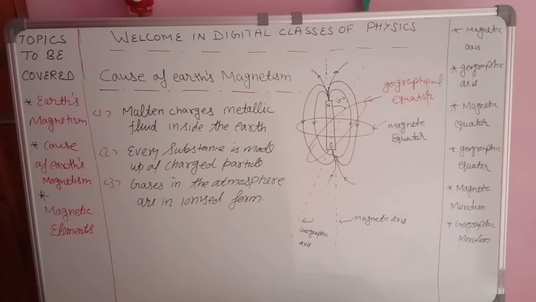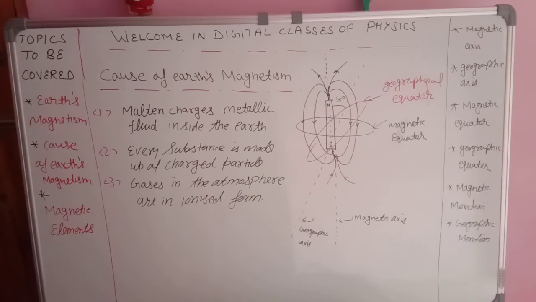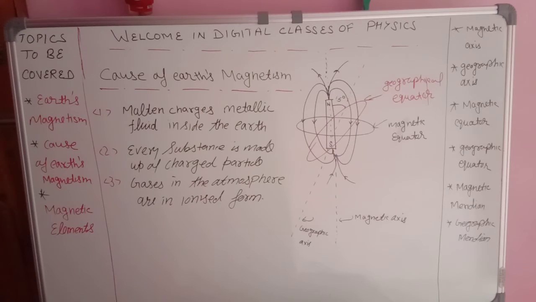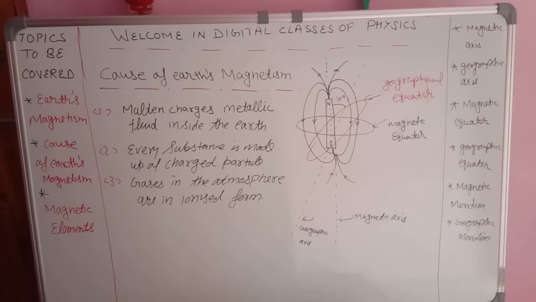And third is the gases in the atmosphere. Gases in the atmosphere are in ionized form, and once again ions are there. Whenever they move, they will create the magnetic field. So there are many reasons for Earth's magnetism which different scientists have given, but till now we don't know the exact reason behind the magnetism of the Earth. So dear students, from the examination point of view, it is very important, and whenever they ask this question for 2 or 3 marks, you have to write at least 3 points. So this is all about Earth's magnetism and the cause of Earth's magnetism.